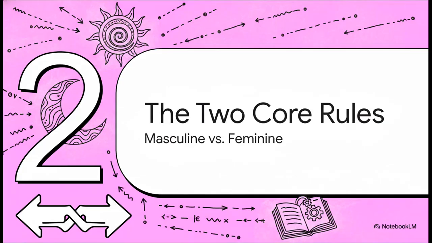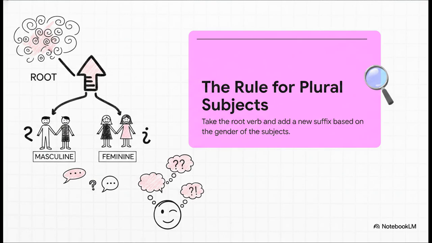And here's where it gets really cool. This entire concept, it all comes down to just 2 simple rules based on gender. Once you see this pattern, I'm telling you, a huge piece of Hindi grammar is just going to click into place. The main idea here is actually pretty straightforward. You just take the verb's root, its most basic form, and tack on a new ending. The only question is, which ending do you use?